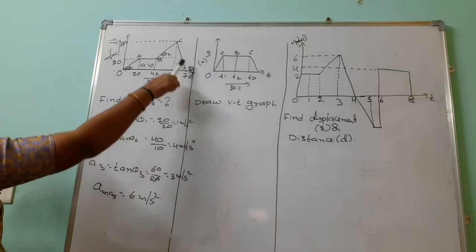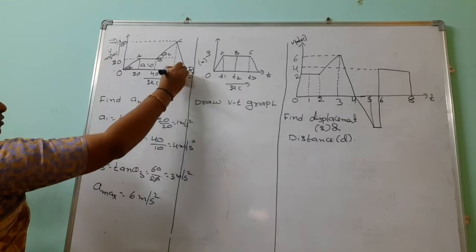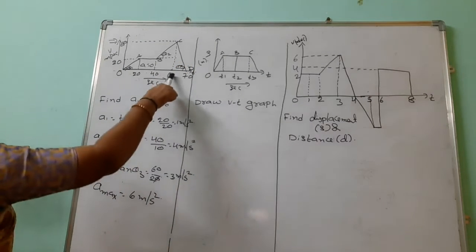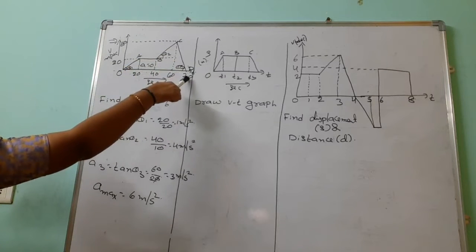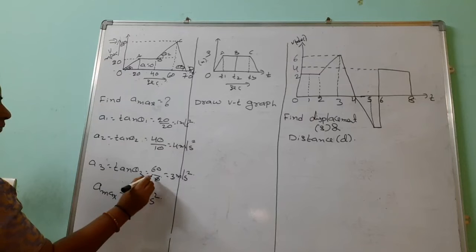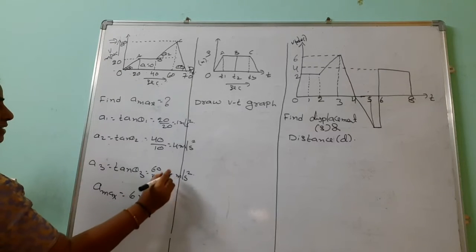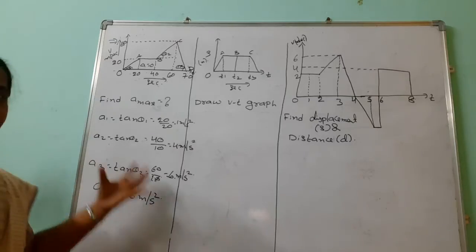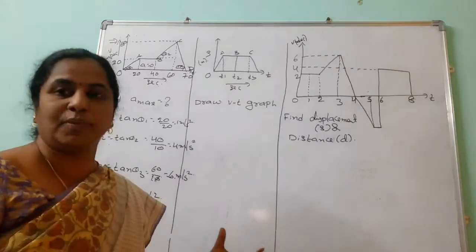Then when you go for here, you consider this slope is theta 3. Tan theta 3 equals to opposite, how much? 60. This adjacent is 70 minus 60, how much? We are taking 10. Here acceleration is 6 meter per second square. Like that we can find out the acceleration with the help of the slope of the graph.